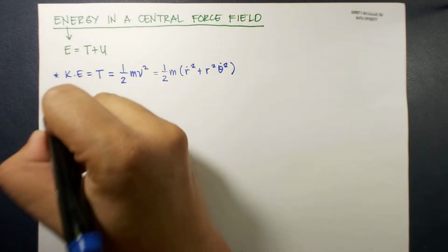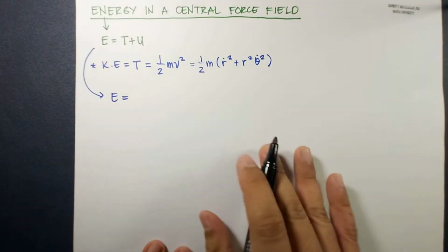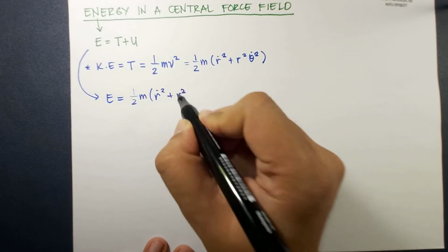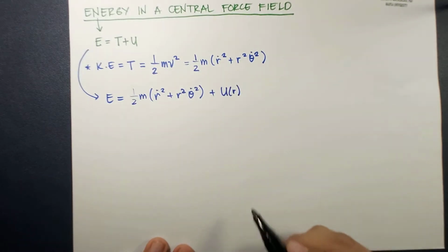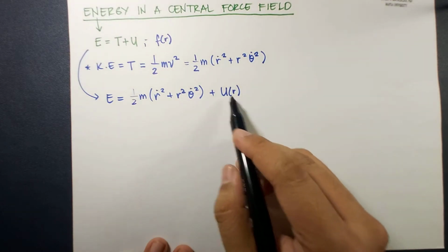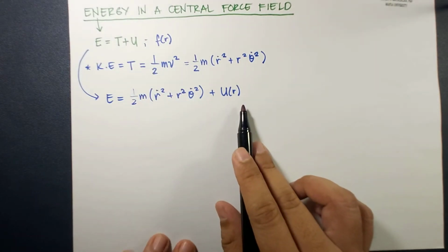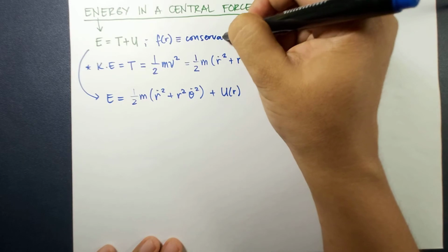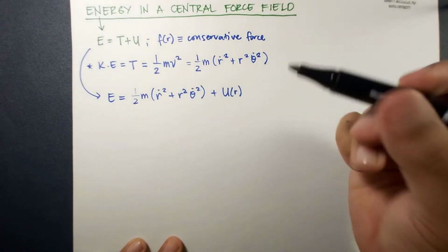Therefore the total energy, the sum of the kinetic energy plus the potential energy, is equal to 1/2 m times r dot squared plus r squared theta dot squared, plus your potential energy function. Because our force function is a function of r, the associated potential energy with that force is also a function of r. Because of that, we know that the central force is a conservative force. What does it mean? It means that the total mechanical energy of the system is conserved.